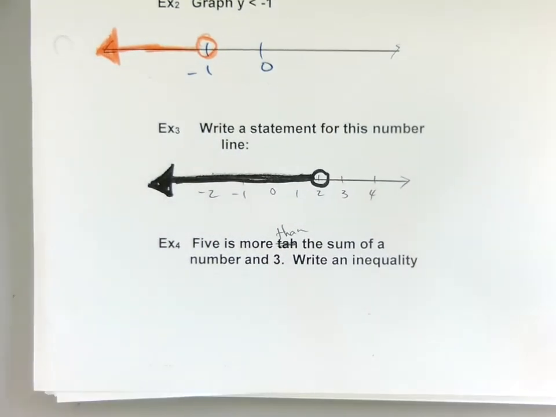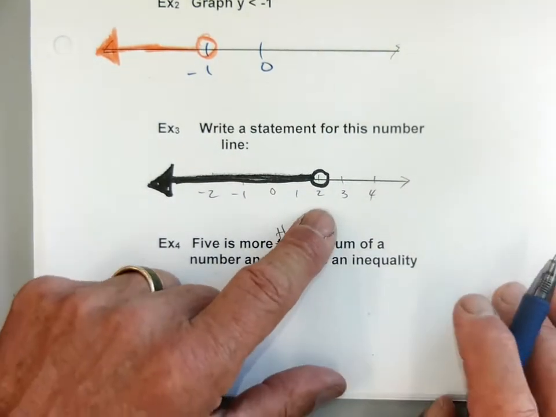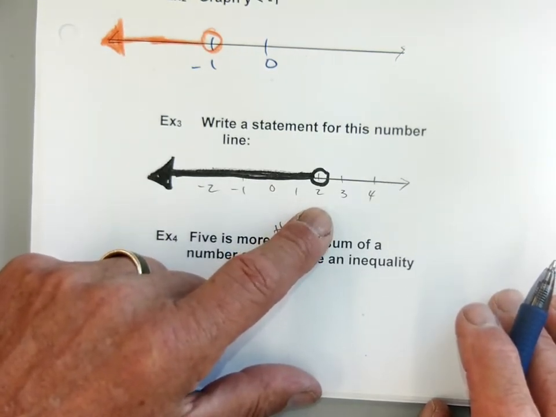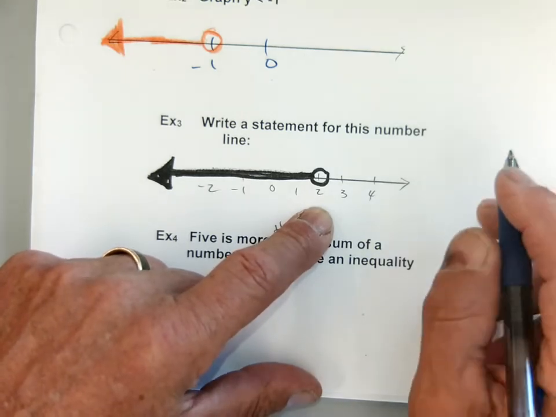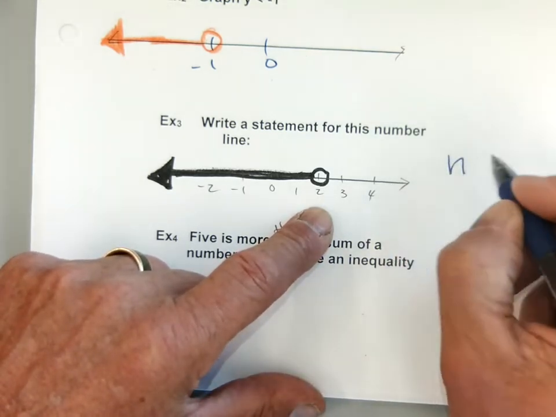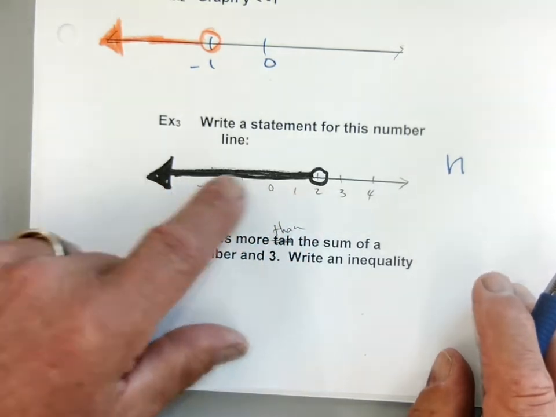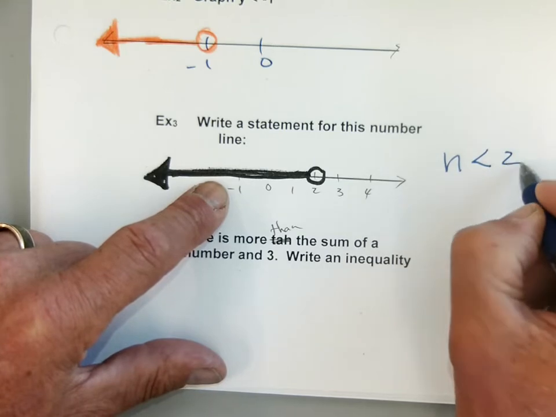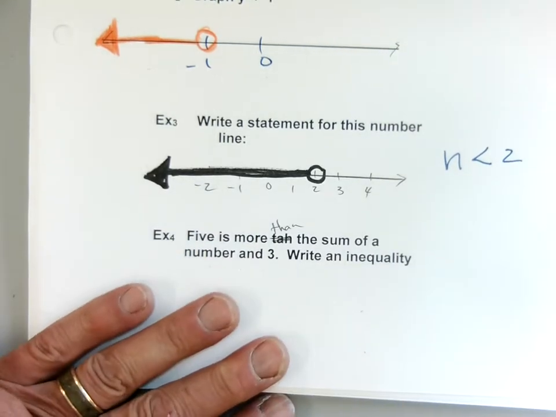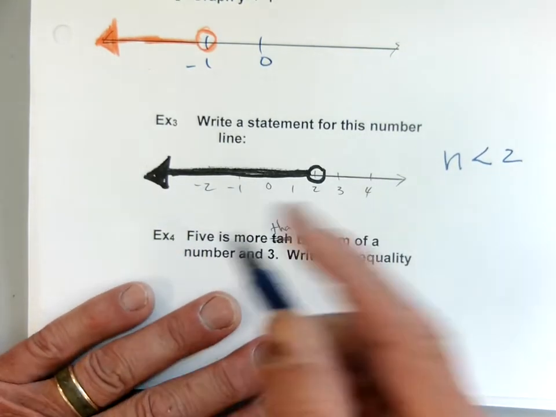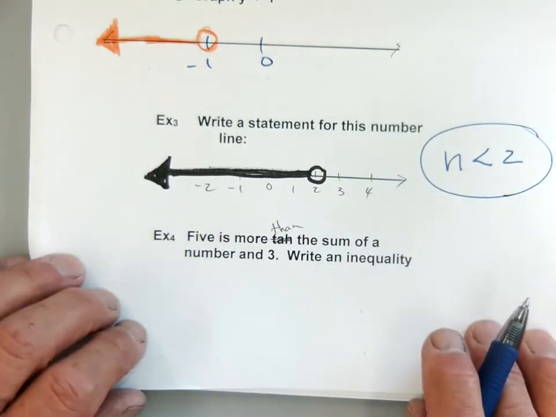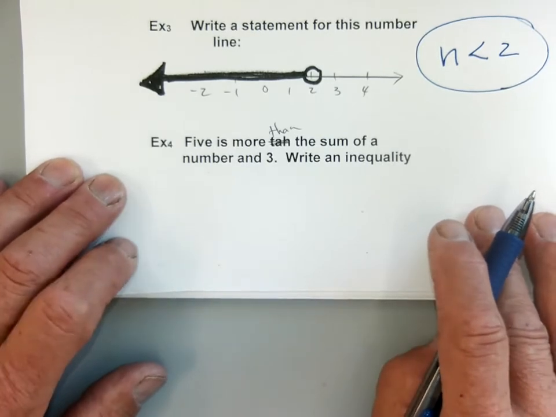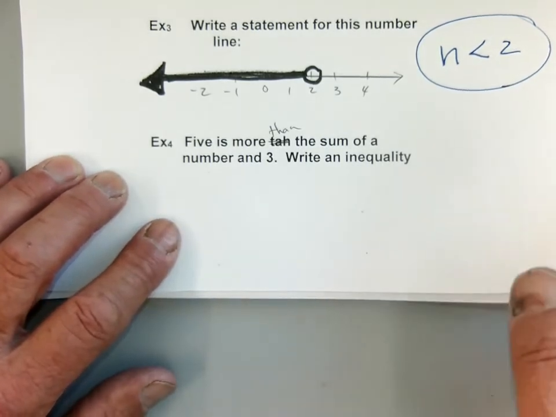Okay, 3, write a statement. For this number line, what am I going to write? How about n or x? How about n? N is what? Our number is what? All these numbers are less than 2, but not equal, because of the open circle, right? Okay. Yeah, you probably learned this in 7th grade, which kills me, and I'm teaching it again in high school. But kids forget, right? It's been a COVID year, right?